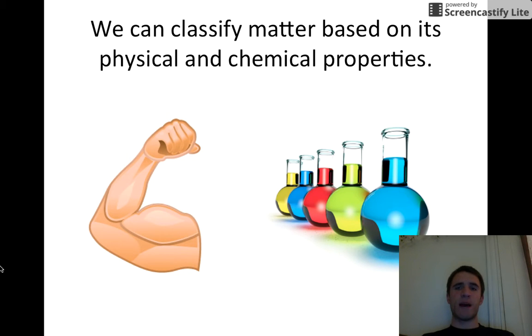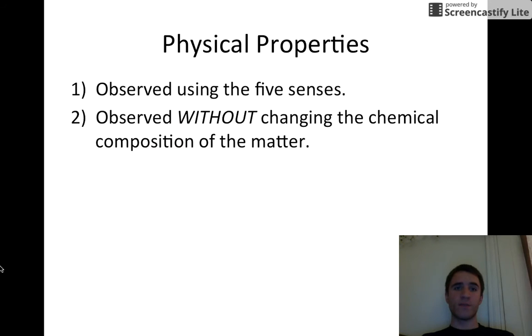We can classify matter based on its physical and its chemical properties. What's the difference? Physical properties can be observed using the five senses, and most importantly, they can be observed without changing the chemical composition of the matter.